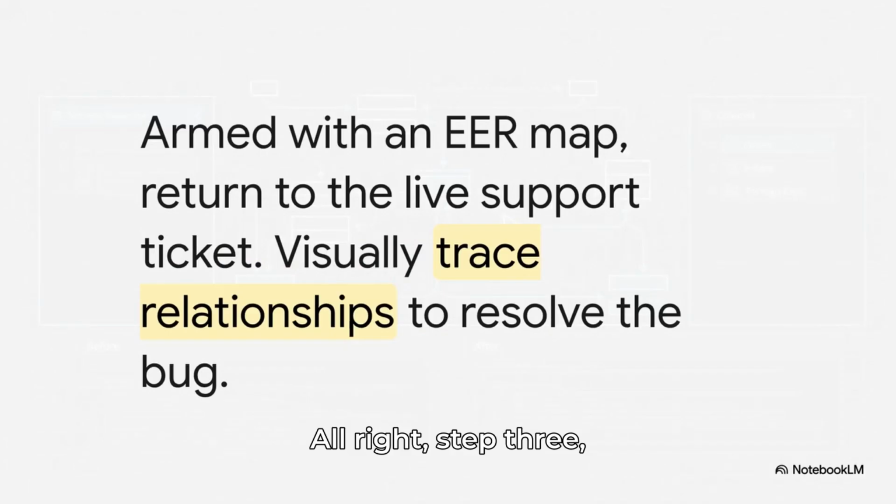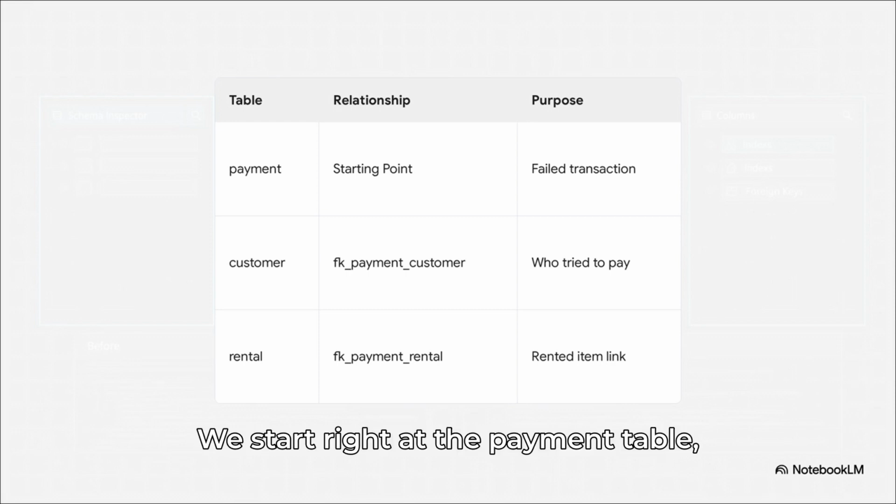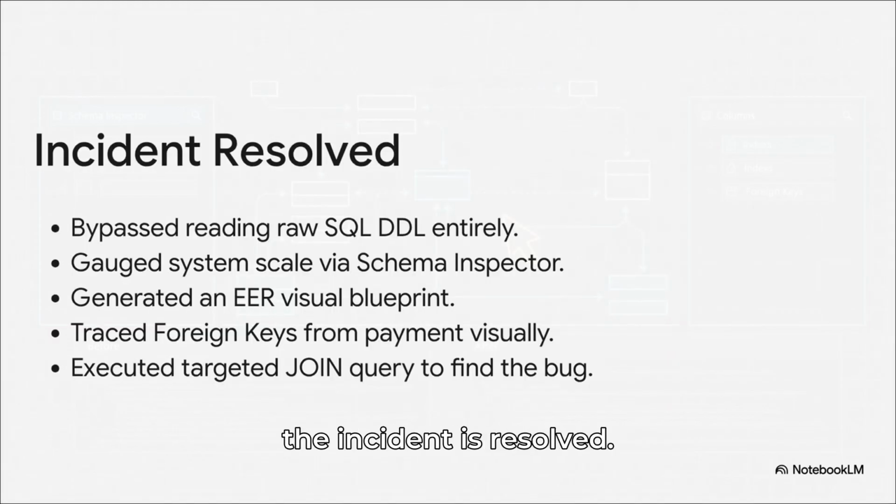All right, step 3, trace the failed payment. We've got our EER map, we know how to read the legend. It's time to actually squash this bug. So we can now visually trace the exact path we need. We start right at the payment table, which holds our failed transaction record. Following the visual relationship lines, we see a one-to-many link over to the customer table. That tells us who tried to pay. Following another line, we see a link to the rental table, which tells us what they were trying to rent. Instead of guessing in the dark, we now know the precise 3 tables we need to join to isolate that breaking constraint. And just like that, the incident is resolved.